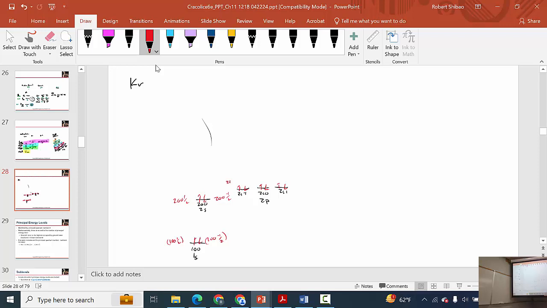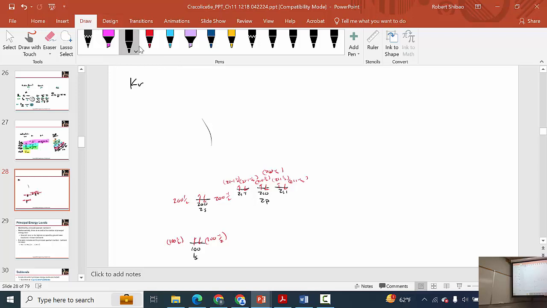And so the quantum numbers here: 2, 1, negative 1, 1/2. And then this is 2, 1, negative 1, negative 1/2. This one is 2, 1, 0, 1/2, and then 2, 1, 0, negative 1/2. And this one 2, 1, 1, 1/2, and 2, 1, 1, negative 1/2.